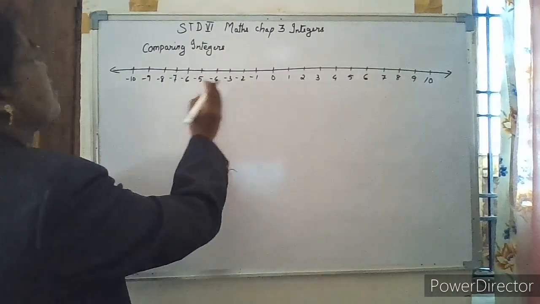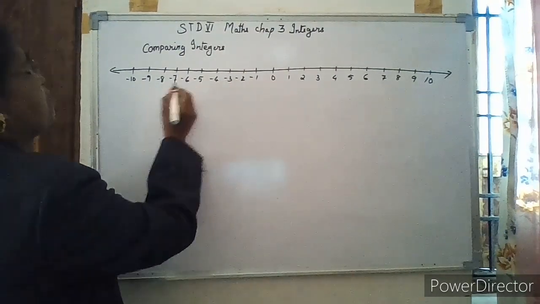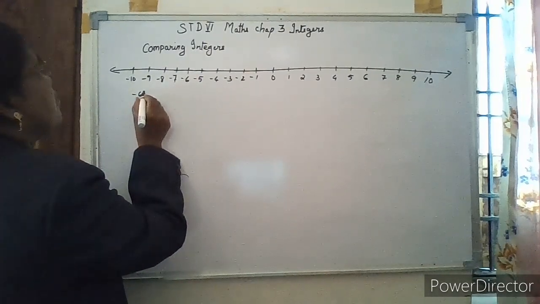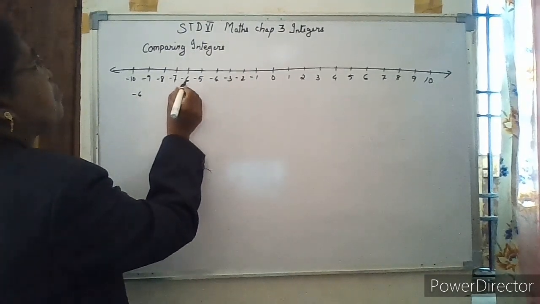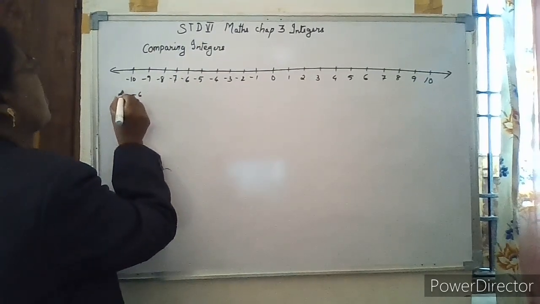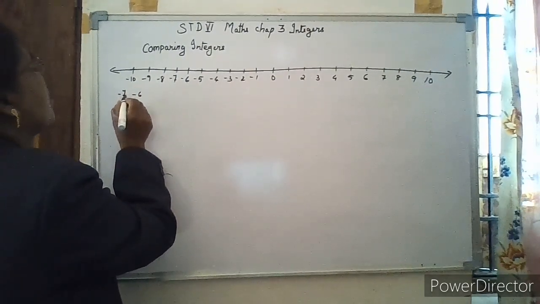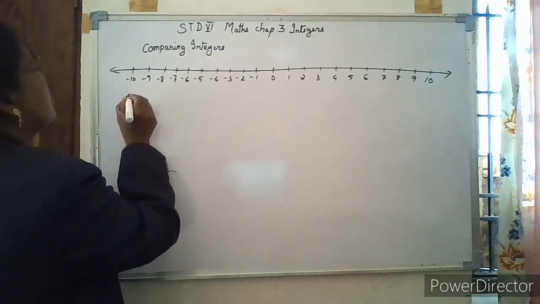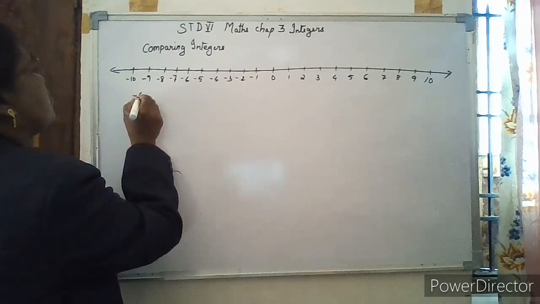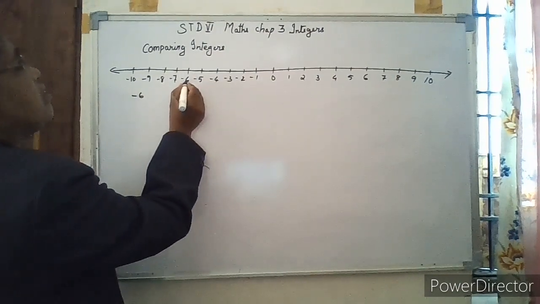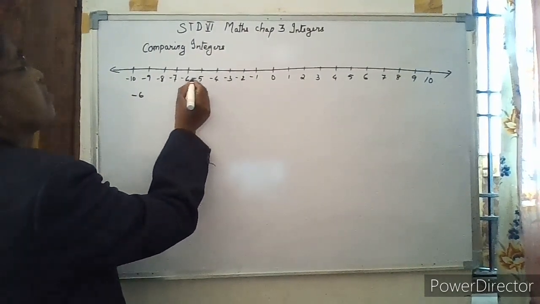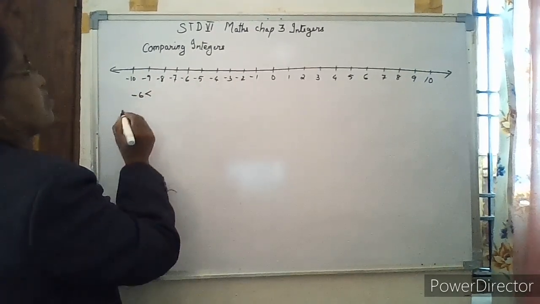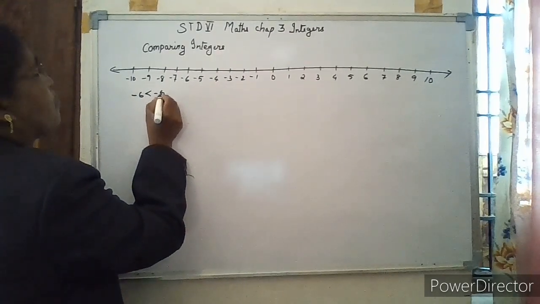So we can compare these integers in this form. Suppose I take minus 6. Minus 6 is greater than minus 7. So I can write it this way: minus 6 is greater than minus 7. Minus 6 is less than minus 5.